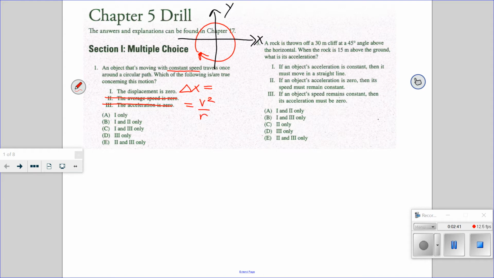Okay, we went on and on about it. So the only one that should be true is actually the displacement is zero. If I go around a circle in an xy grid and I come back, my change in x and my change in y are zero. Yep. To go in order, we'll skip to 2. So number 1 should be A.